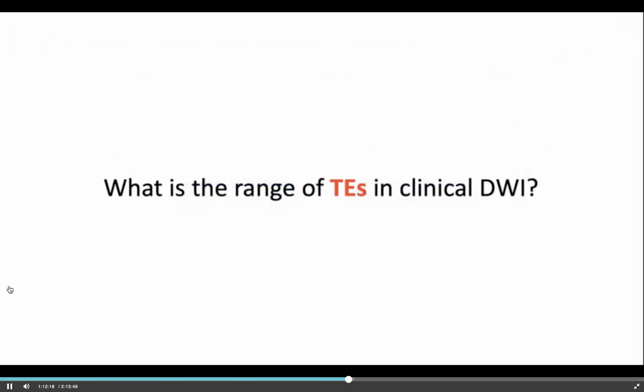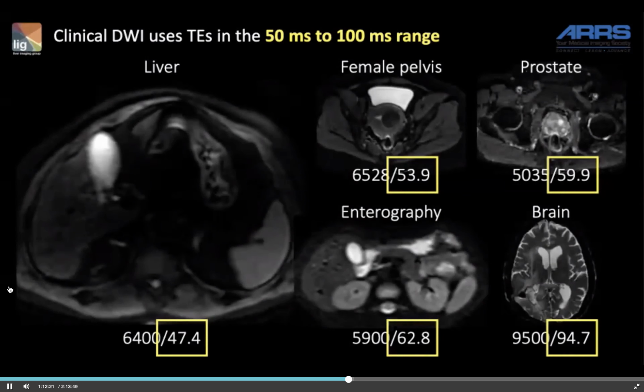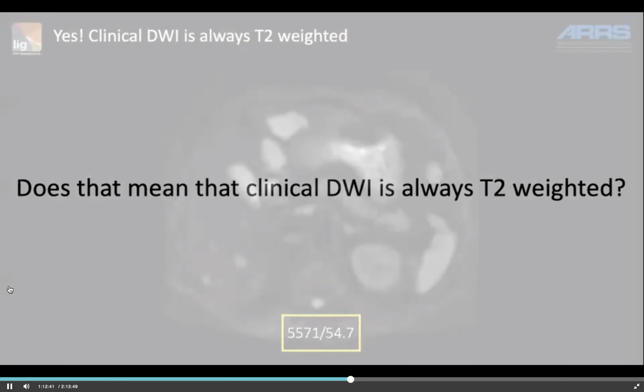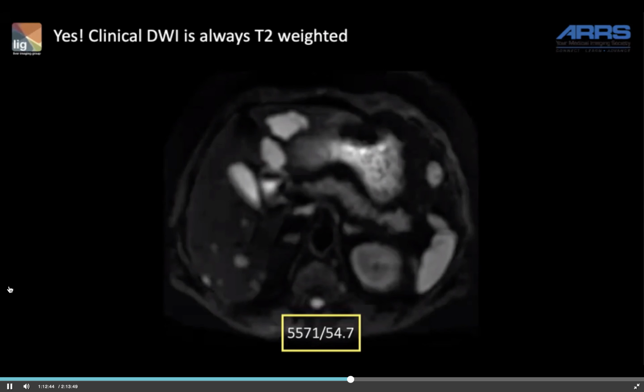First question is, what is the range of echo times in clinical DWI? So notice that in different parts of the body, whether we're talking about the liver, the female pelvis, or the brain, clinical DWI uses echo times in the range of 50 milliseconds to 100 milliseconds. So therefore, you might then wonder, does that mean that clinical diffusion-weighted imaging is always T2-weighted? And the answer is yes. Clinical DWI is always T2-weighted, and in your own mind, you might think of it as a combined T2-weighted, diffusion-weighted imaging sequence. That's too much of a mouthful, so we just call it DWI.